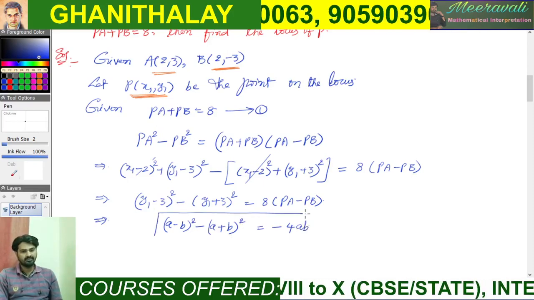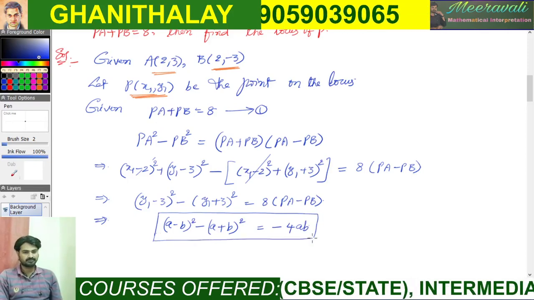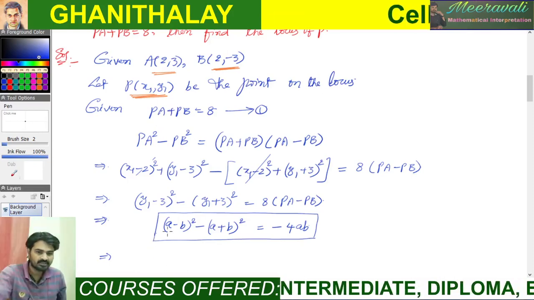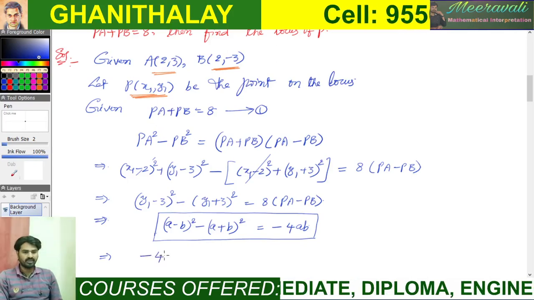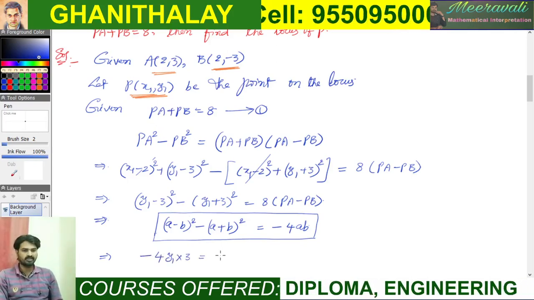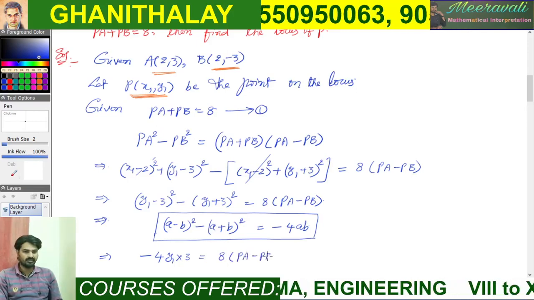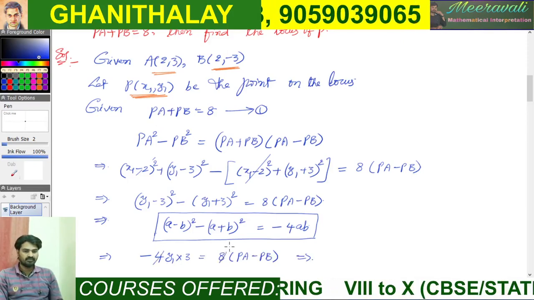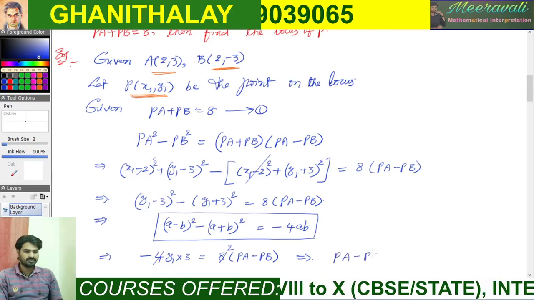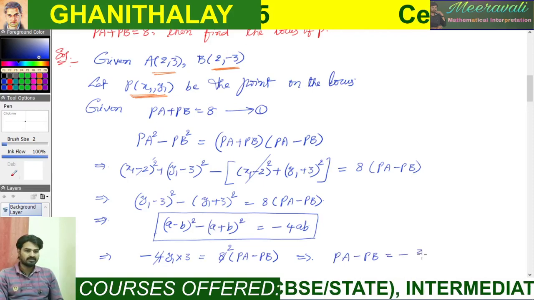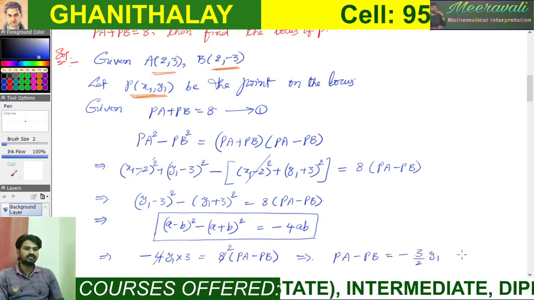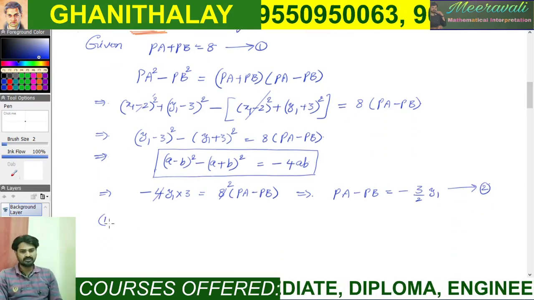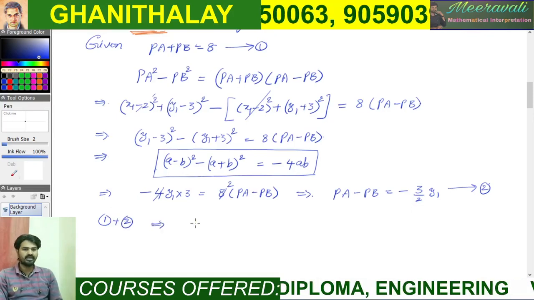Now I am going to write this formula here. Okay, now here A means y1, B means 3. Now minus 4 into A means y1 into 3 is equal to 8 into PA minus PB. Now finally, 4 ones are 4, 4 twos are 8. Now what you will get: PA minus PB is equal to finally minus 3 y1 by 2. This is equation number 2. Okay, now I am going to add these two equations, 1 plus 2. Adding, how much will you get here?